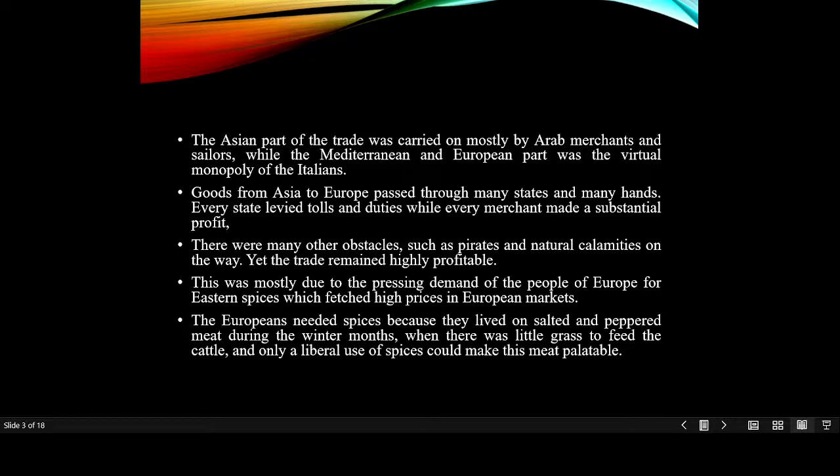And this was mostly due to the pressing demand of the people of Europe for Eastern spices, which fetched high prices in the European market. It's very important to note here that Indian spices available in the East Indies, in Asia, are highly valuable. For example, pepper is costly even today. It costs some 1,200 rupees for 1 kg even today. But we don't give much importance to it.